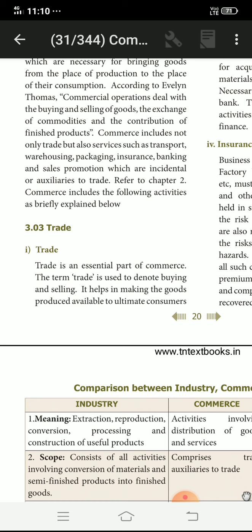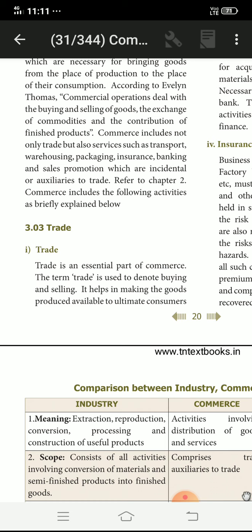This we have already seen in the beginning chapter itself. In the first class itself, I told you what is commerce, what is trade, what are the subdivisions and categories of trade, how they are classified, the meaning of different types of trade, and how these aids to trade help the buying and selling of products, or the movement of goods from the production point to the consumption point.